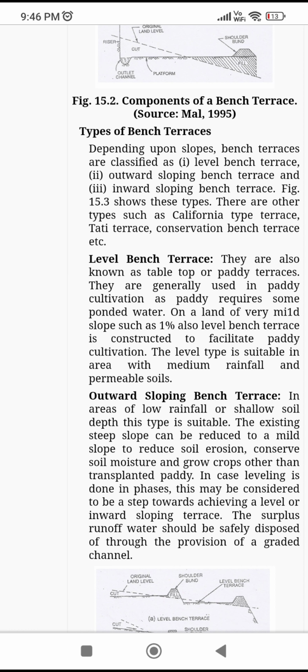They are generally used in paddy cultivation, as paddy requires some ponded water on land of very mild slope such as 1%. Also, level bench terrace is constructed to facilitate paddy cultivation. The level type is suitable in areas with medium rainfall and permeable soils.